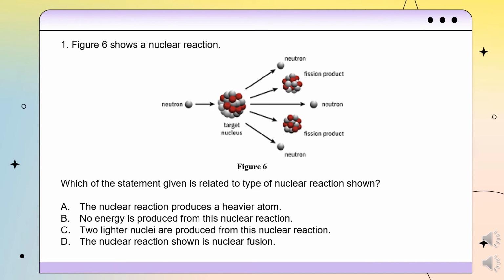B. No energy is produced from this nuclear reaction. Every nuclear reaction will produce energy. So, B is not the answer. C. Two lighter nuclei are produced from this nuclear reaction. Yes, this is what happens in nuclear fission.